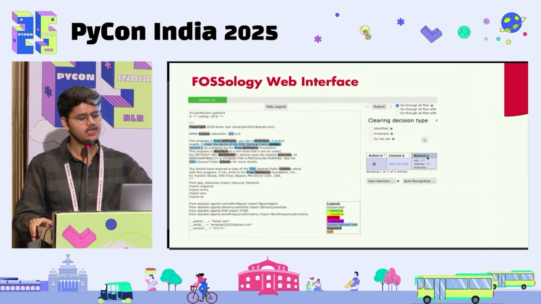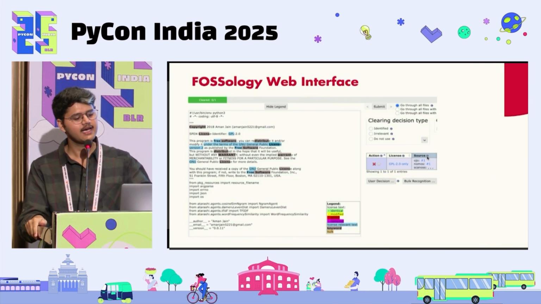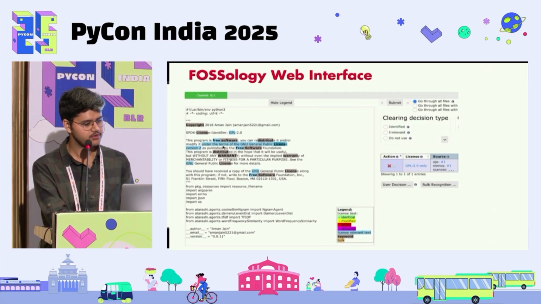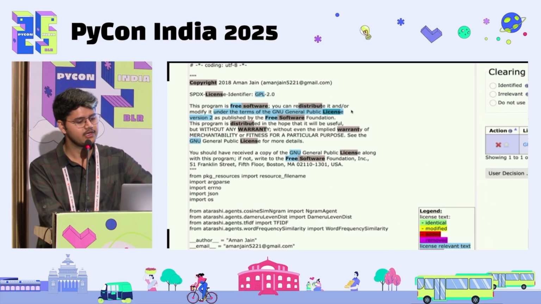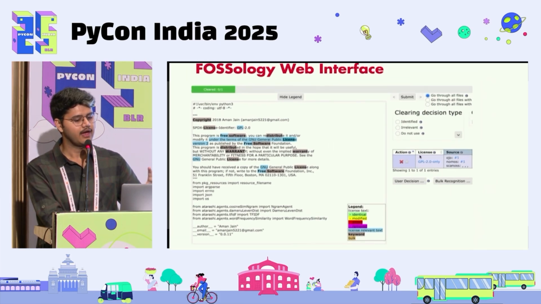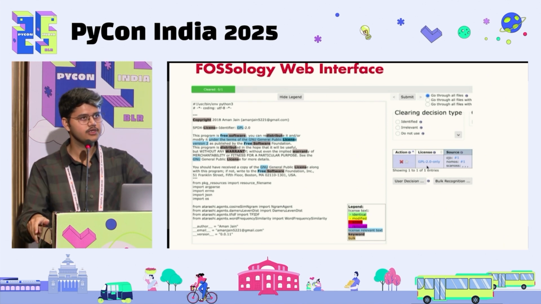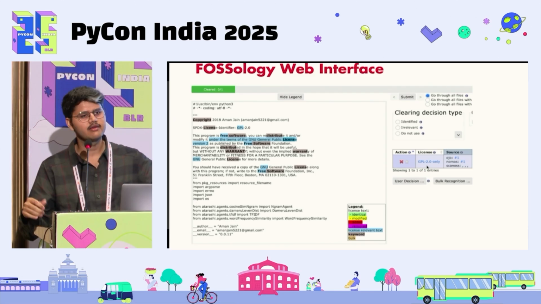So this is FOSSology's web interface. You can see the file that I have uploaded. It has highlighted the information which indicates the presence of a particular license. I can zoom in if you want. It has highlighted all the information which might lead to the indication of a license in the text. And here it shows which license has been identified in the file, which is a GPL 2.0 only license. So that's all good.